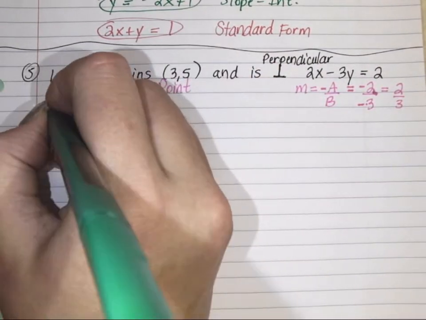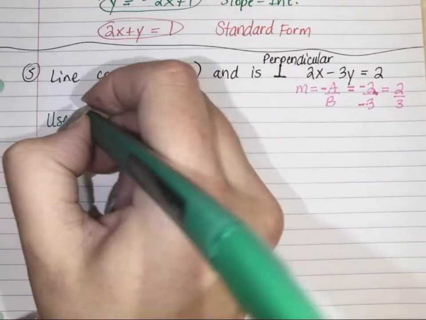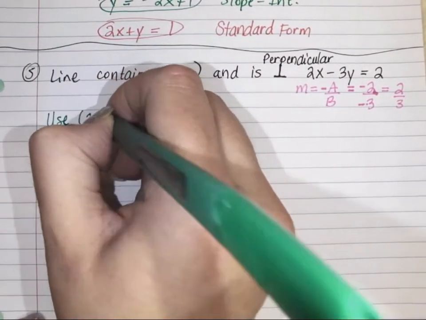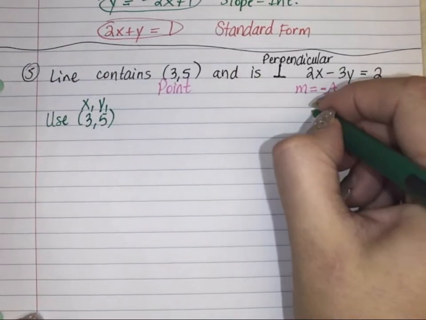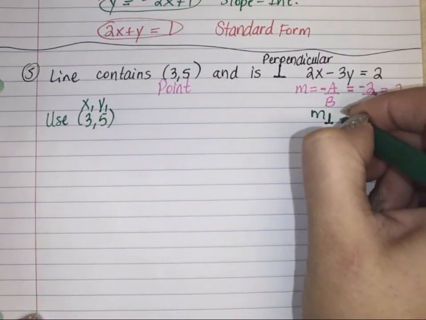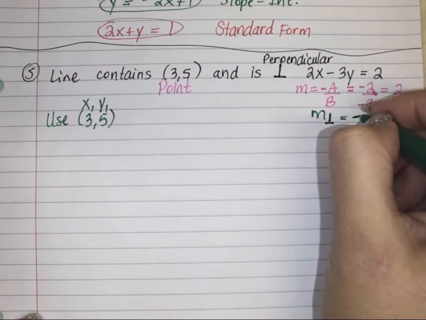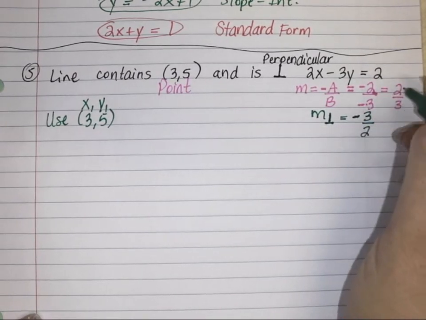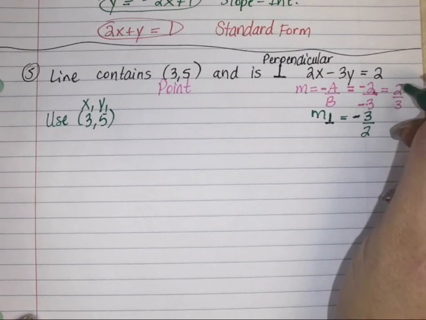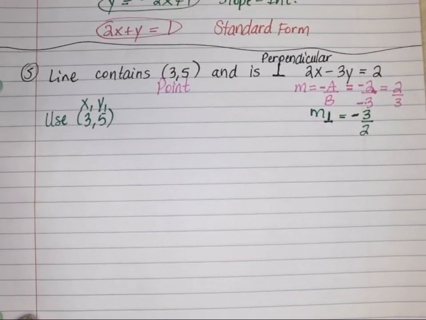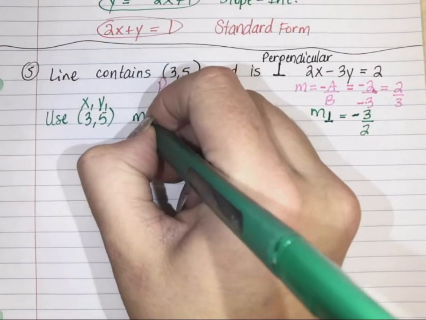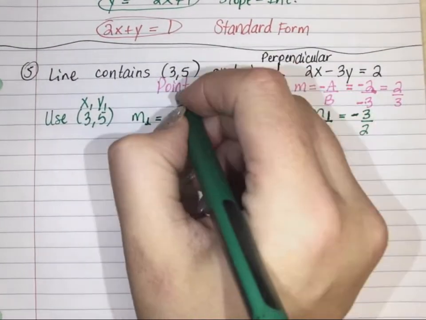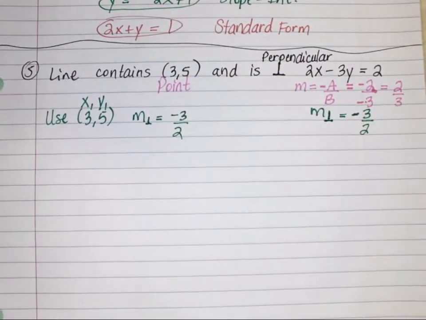Am I going to use this slope, or do I need to flip and change? You're going to use (3, 5). And then you need a slope that is perpendicular to this one. So my slope that I'm using, I'm going to flip that to 3 halves, and I'm going to make it negative. So as long as you remember, flip and change that.